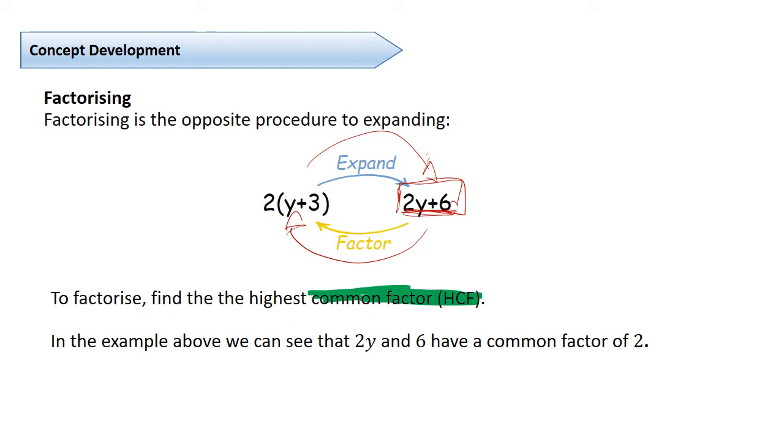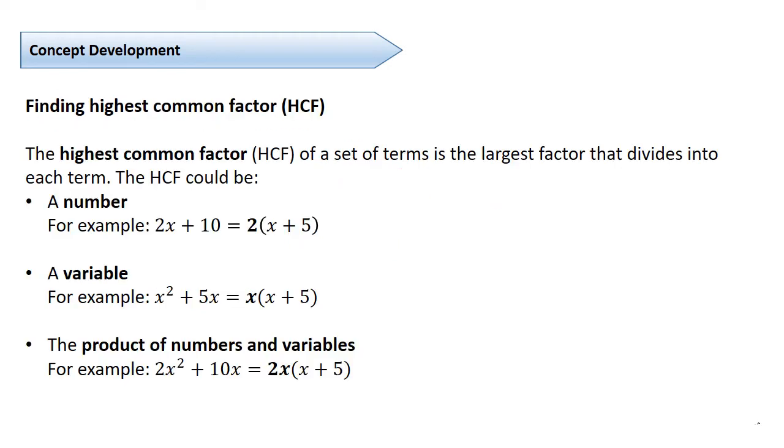In the example above, we can see that 2y and 6 have a common factor of 2. So first things first, we need to have a look at what our highest common factor could be. As we said before, we've seen highest common factors in our fractions, in our ratios, in simplifying problems from time to time, but here we are seeing them once more in our factorising problems.